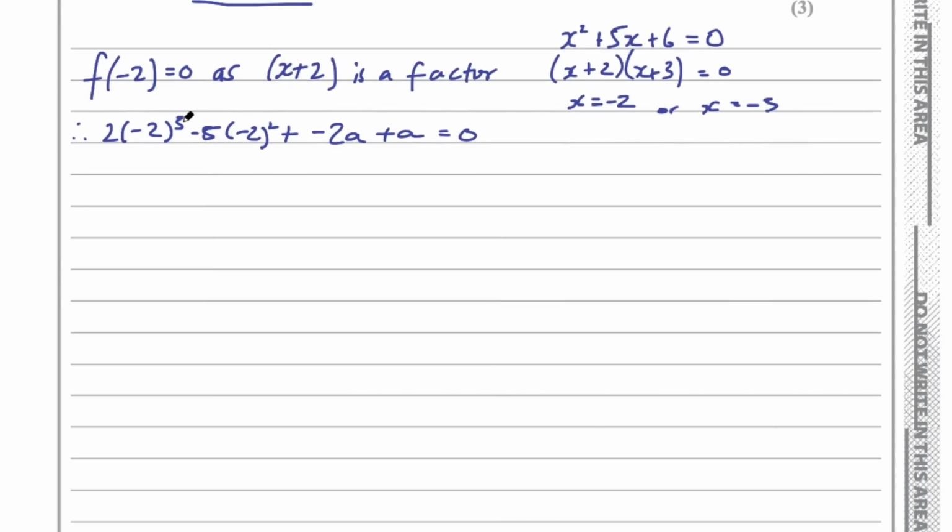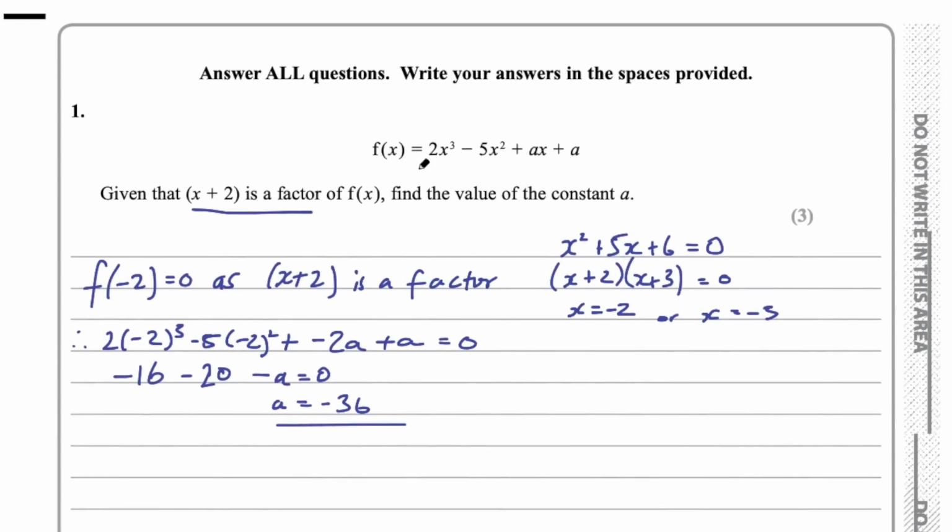So minus 2 cubed is minus 8 times 2, that's minus 16. Minus 2 squared is 4 times minus 5, that's minus 20. Minus 2a plus a, that's minus a, and all of that equals 0. Alright, so we could just add a to the side, minus 16 minus 20, that's minus 36. So altogether a is going to equal minus 36. And we're done for 3 marks for question 1.